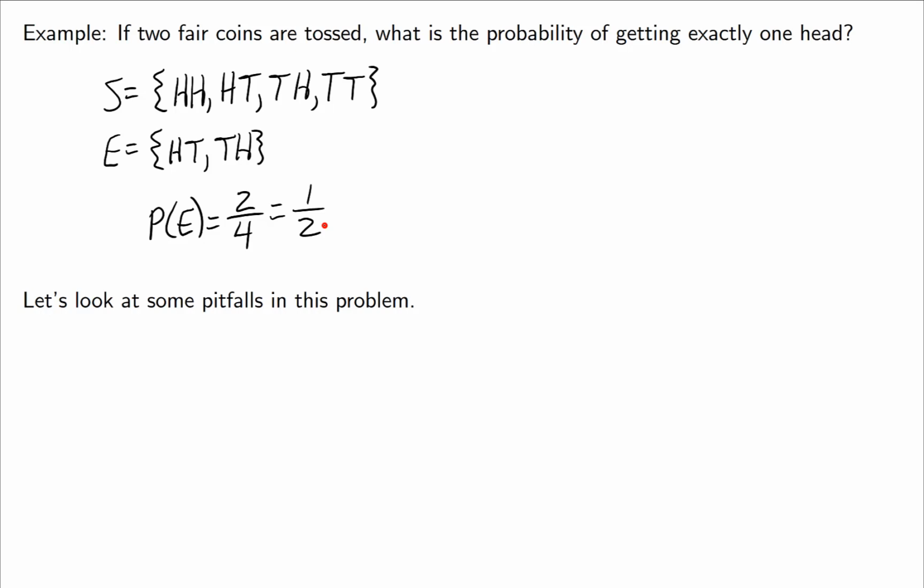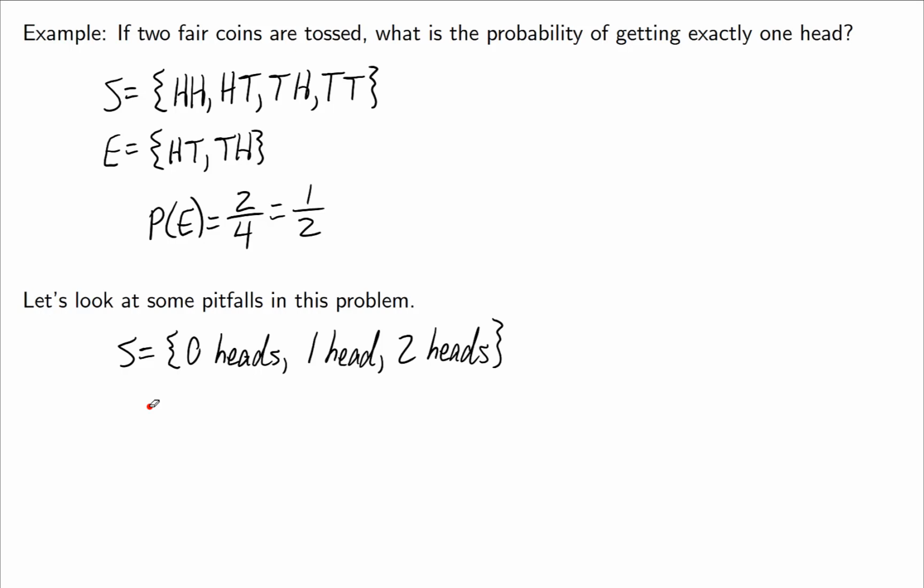But now let's look at a possibility that's a little bit different. Consider the following sample space. If this were the sample space, we'd have a little bit of a problem with this probability. Because you would have the 1 head as one of the 3 cases, and you would get a probability of 1/3. That's different from 1/2.